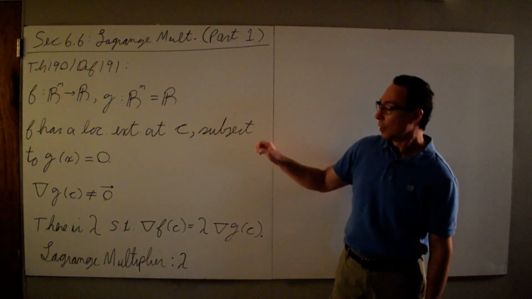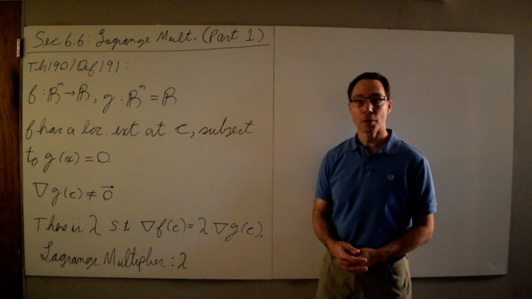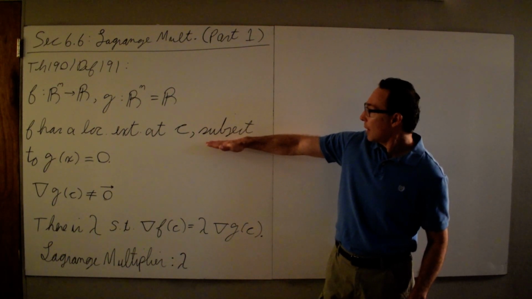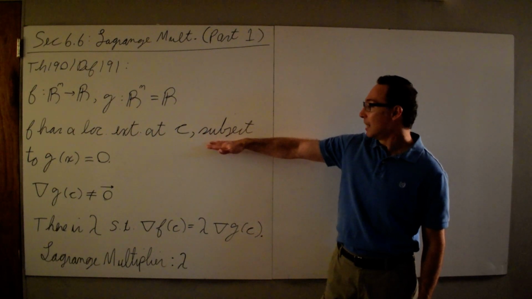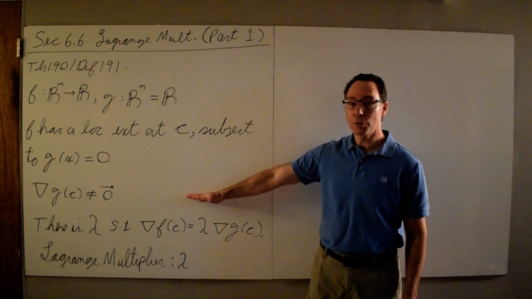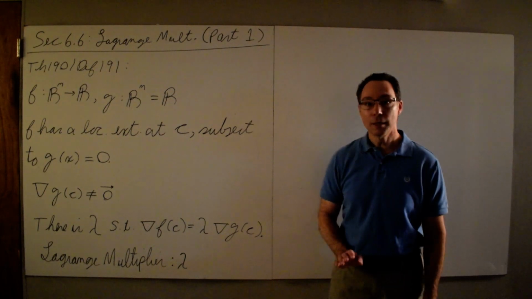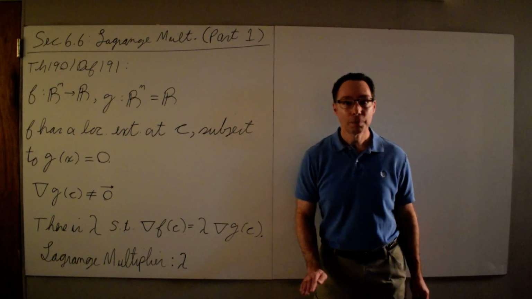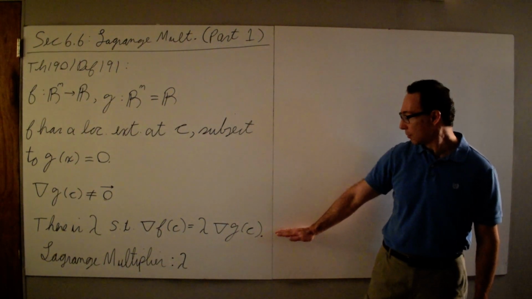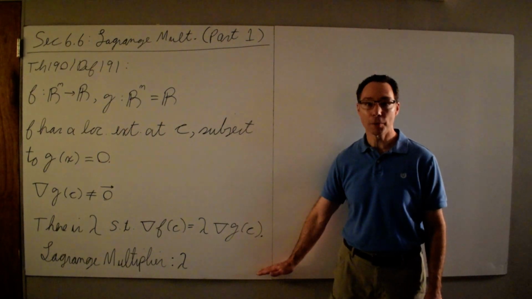Now in the theorem, we're making some assumptions about f and g. For example, they have continuous first order partial derivatives. And we're assuming that f has a local extremum at c, subject to the constraint g of x equal to 0. We're also assuming that the gradient of g at c is not the 0 vector. Then there is this number lambda, such that the gradient of f at c is equal to lambda times the gradient of g at c. This lambda is called the Lagrange multiplier.